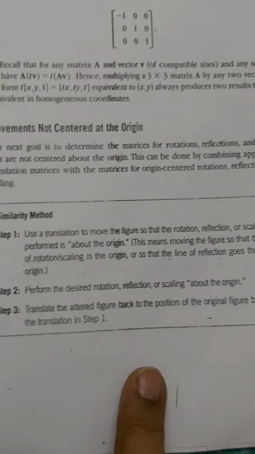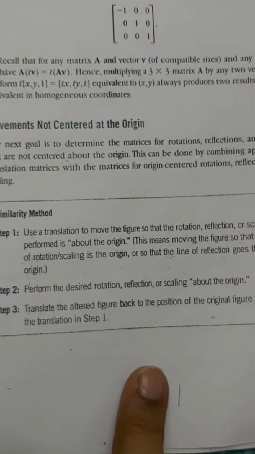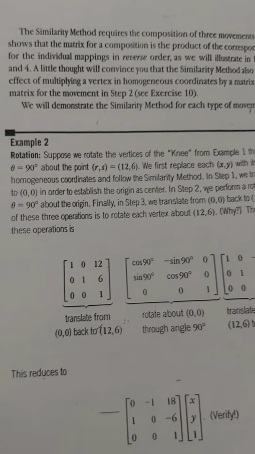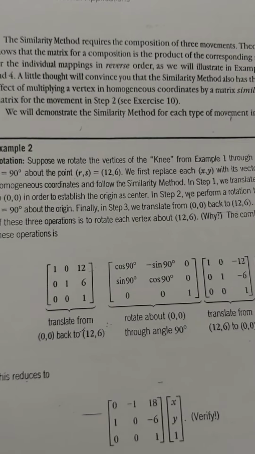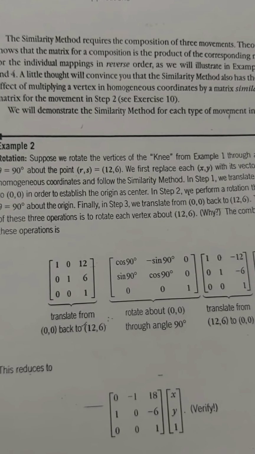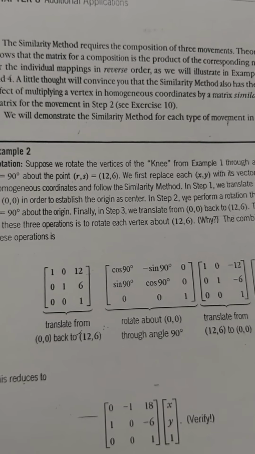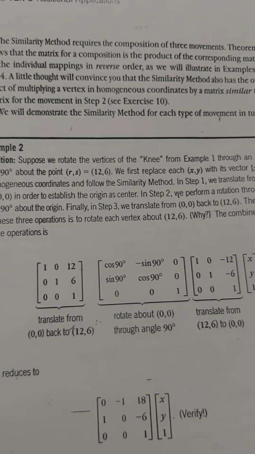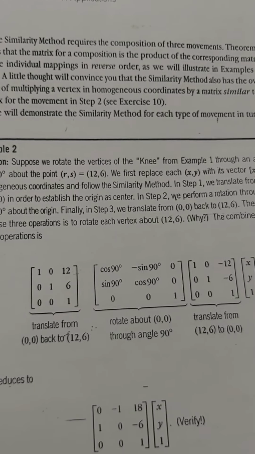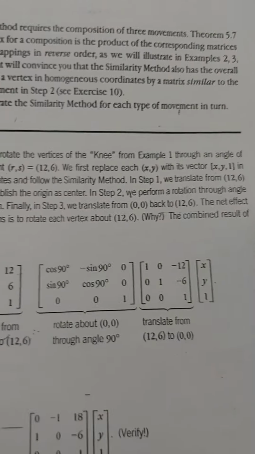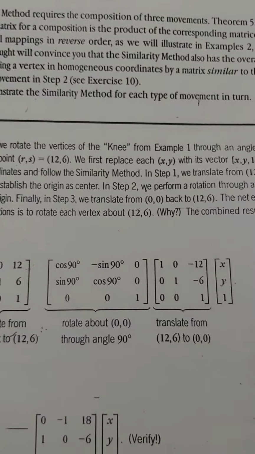For example, see this example 2. Here we will perform 3 or 4 operations on a figure. The first step is to write the figure in matrix form. Then rotation, reflection, translation and scaling we get by multiplying matrices. And what we are doing here mainly is changing xy coordinates to xy1.